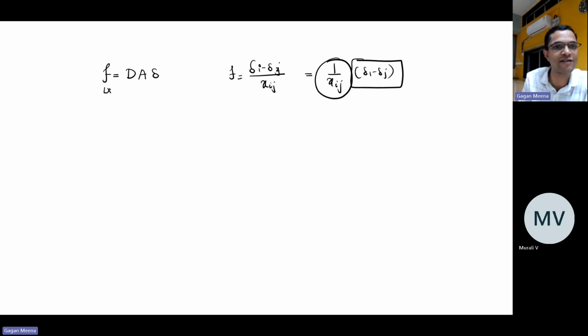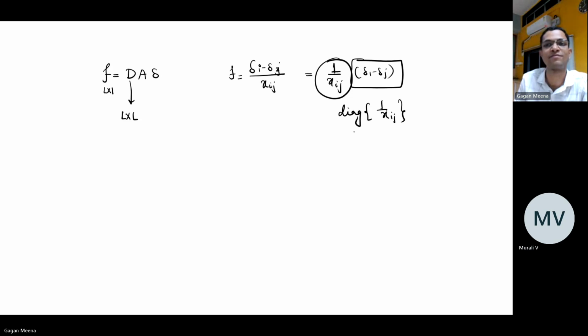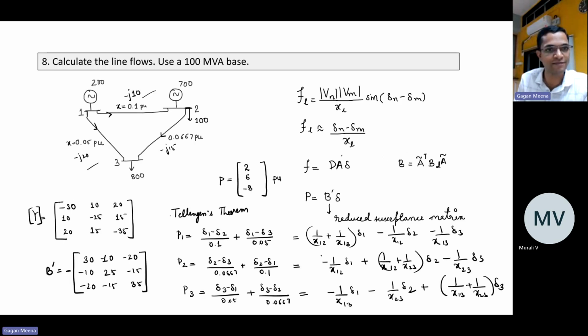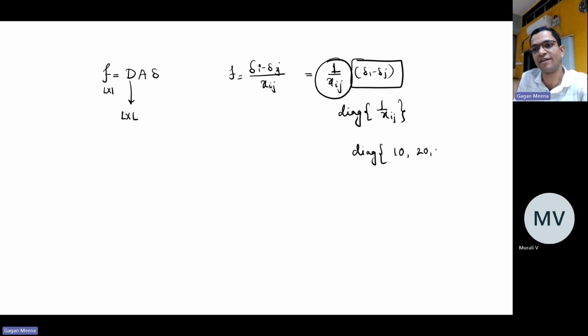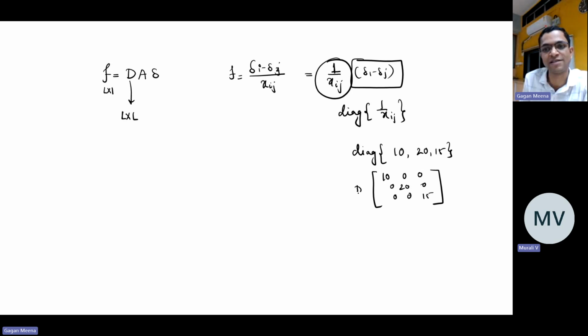Flow is L cross 1 if L lines are there. We want to multiply 1 by X to each of the elements. This is an L cross L matrix, but it is a diagonal matrix. Diagonal of 1 by X I J. So in our case, it will be diagonal of 10, then 20 and 15. So it will be a matrix like this: 10, 0, 0, 0, 20, 0, 0, 0, 15. Yeah, this is the D matrix.